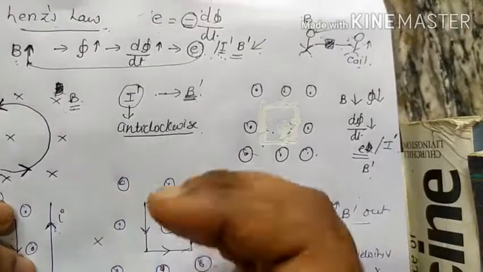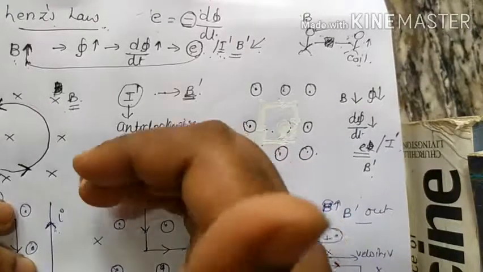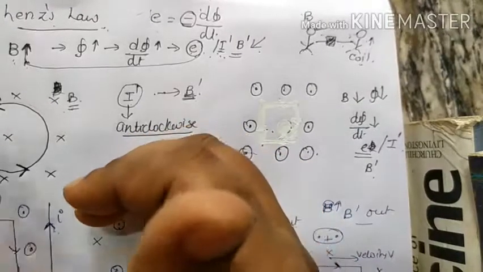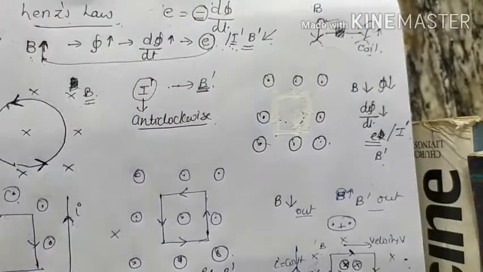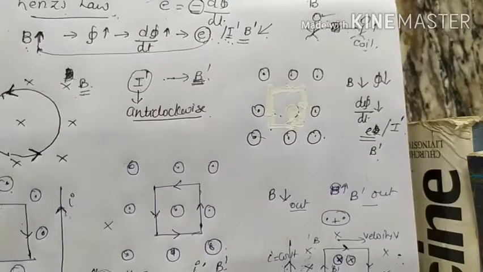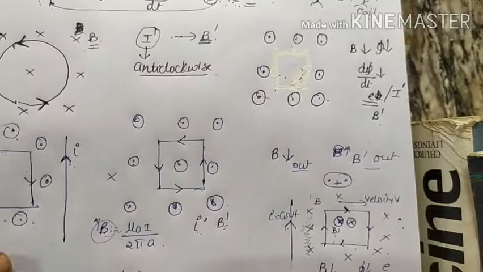Now this current, let's say I have drawn it, right? So the current's direction, I'm taking these fingers, the thumb is also in outward direction. So B dash is outward, B is also outward. So B dash and B have to add up, right? So the decrease in magnetic field is changed into an increase in magnetic field. It is not allowing it to decrease, in a sense. Clear?